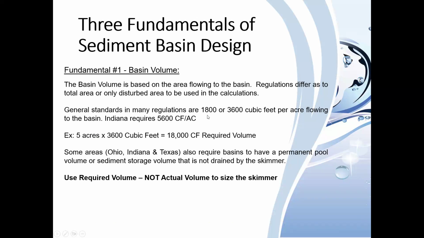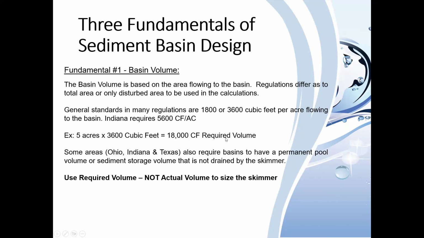Standards do vary across states. The most common are either 1,800 or 3,600 cubic feet per acre. Alabama's 3,600 cubic feet per acre. We are talking about Indiana today. Indiana actually requires 5,600 cubic feet per acre, which is one of the larger volumes required. So for example, if you had a 5-acre site, and the requirement was 3,600 cubic feet, as it is in South Carolina or Alabama, that would be an 18,000 cubic foot required volume.